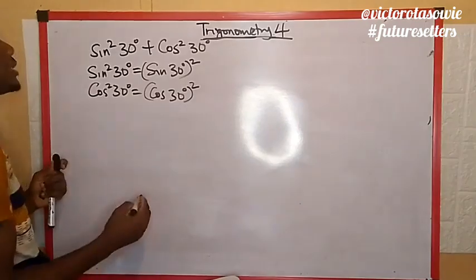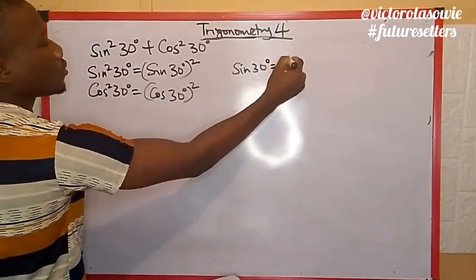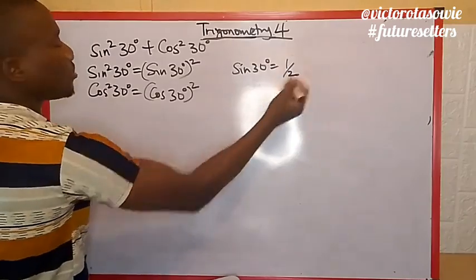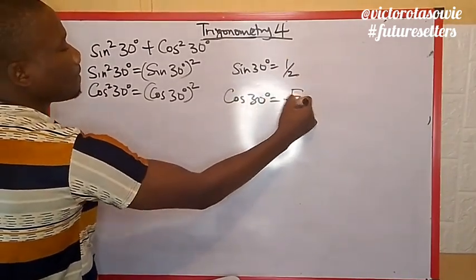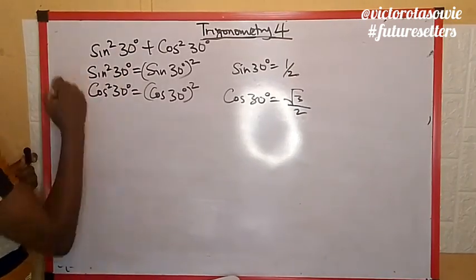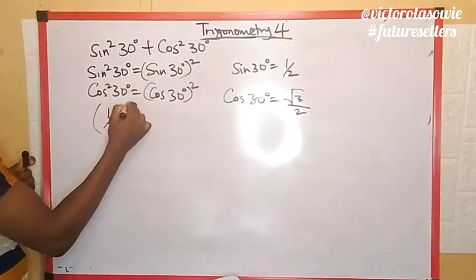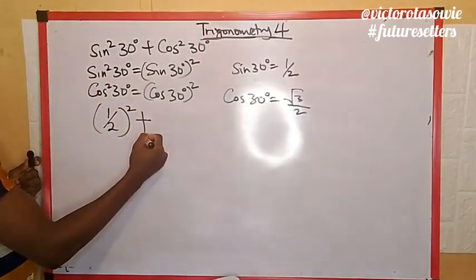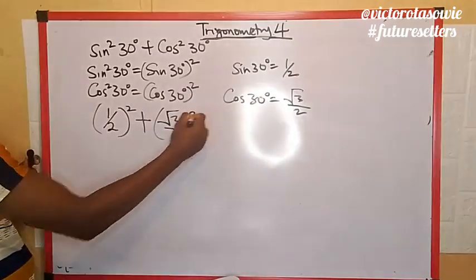So therefore, what is sine 30? Sine 30 degrees is equal to 1 over 2, which is 0.5. Now we have that cos 30 degrees is equal to root 3 over 2. So we'll come here and simplify. We'll have sine square 30. So what's sine 30? 1 over 2. So we're going to write 1 over 2 squared plus the next part, cos 30 squared, so root 3 over 2 squared.